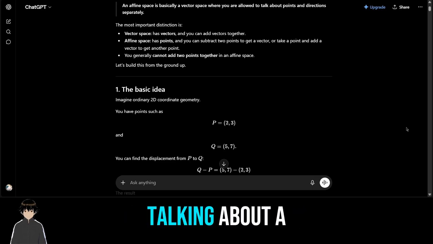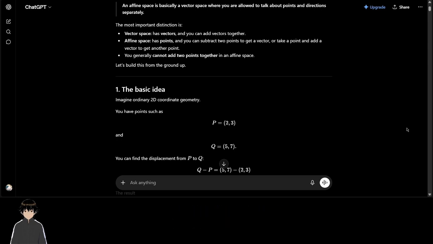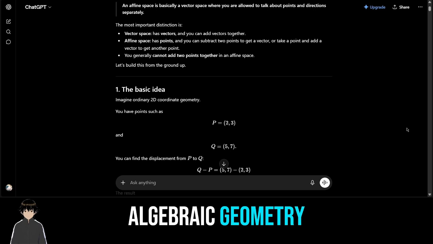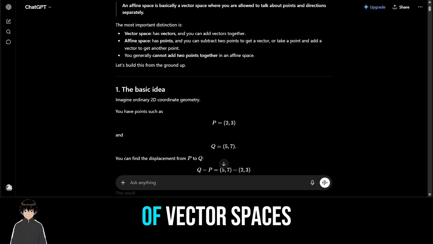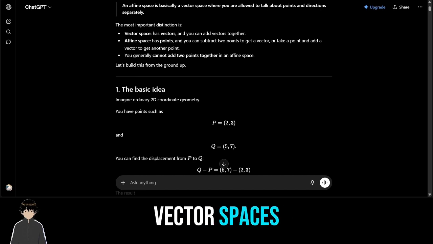Today, we're going to be talking about affine spaces, which are sort of like a topic in algebraic geometry, and it is also a part of vector spaces, sort of like a subcategory of vector spaces, which is a topic in linear algebra.